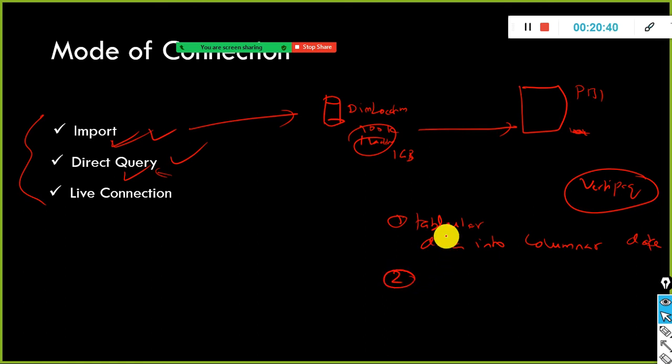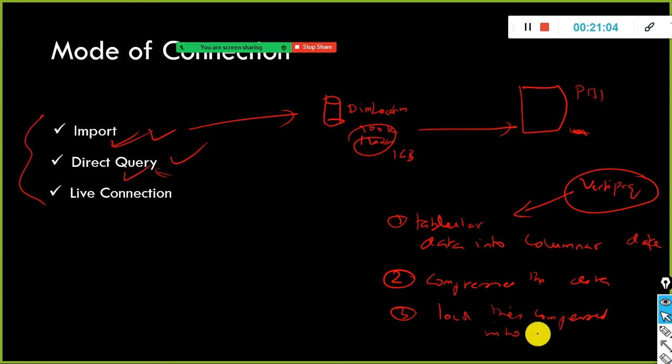The second step of the VertiPaq engine is that it compresses the data. And the third step is it loads this compressed data into memory. Anything which is available in memory, you take any software program, this is the common phenomenon. You need to remember this one. Anything which is available in your memory is much faster.